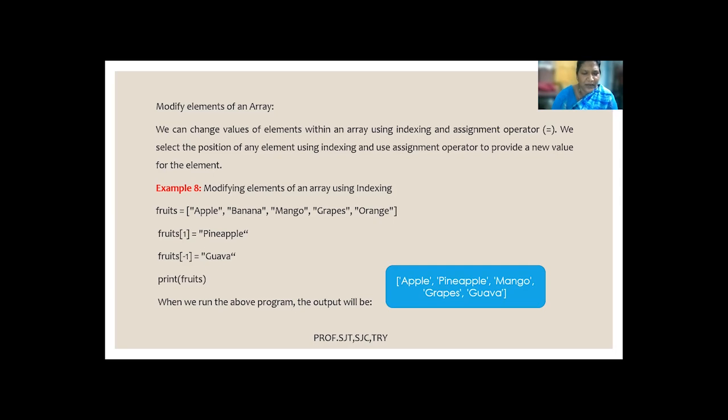fruits is equal to apple, banana, mango, grapes, orange. How many elements are there? Totally 5 elements. fruits of 1 is equal to pineapple. Now I am going to change that. fruits of -1 is equal to guava. Print fruits. Here I modified the elements of an array using indexing. When we run the above program, what will be the output? Already apple is there. Now I have given pineapple, then mango, then grapes, then guava in place of orange, because it is a negative index.